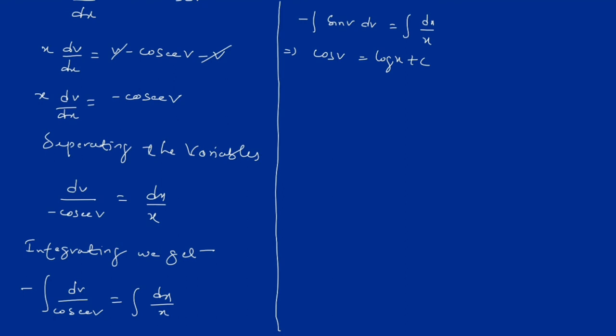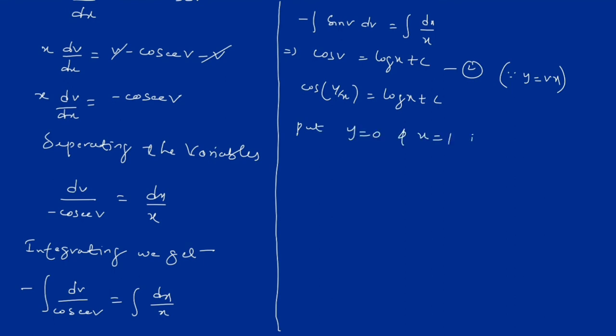So now substitute, take it as equation 2, put v equals y by x here, right? So what we get, cos of y by x equals log x plus c. Now put the given value, that is y equals 0 and x equals 1, so what we get here: cos 0 by 1 is cos 0, which equals log 1 plus c. So cos 0 is 1 here, log 1 is 0, therefore c equals what? The value of c is 1.